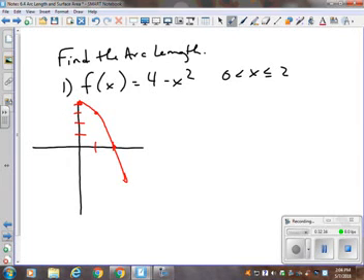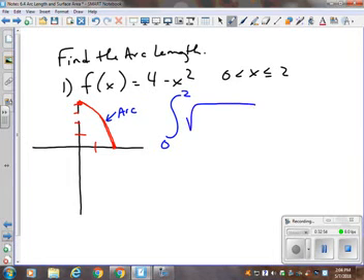Okay. So we're not talking about area now. We're talking about arc length. We're talking about all of this down to here, right? So my line stops right there. That's how long it is. I'm trying to figure out how long this arc is. So I'm going to integrate from 0 to 2 because that's what my interval is.